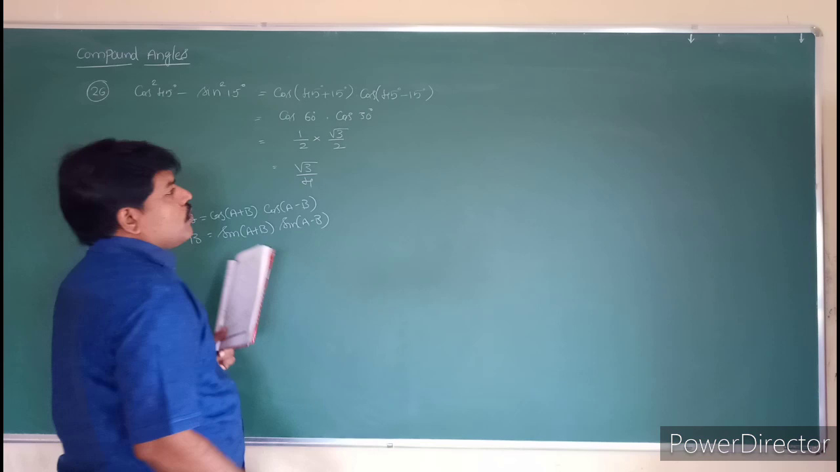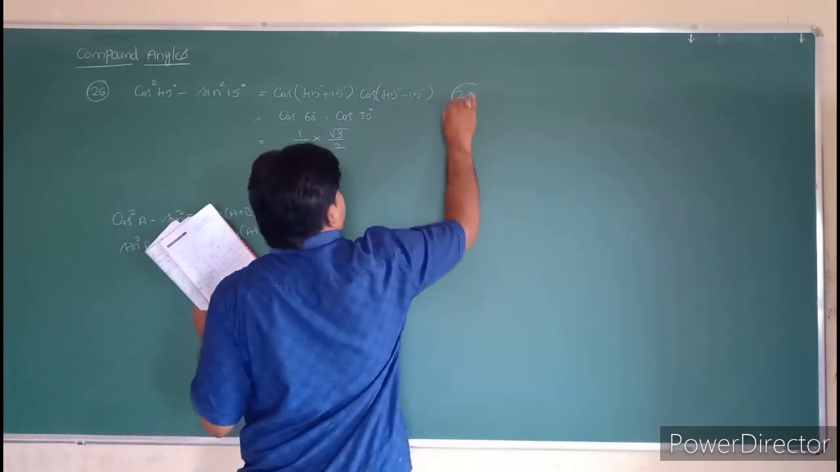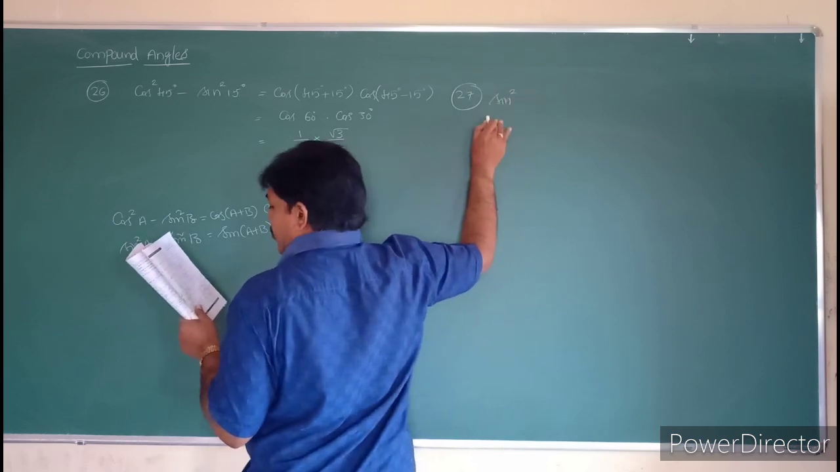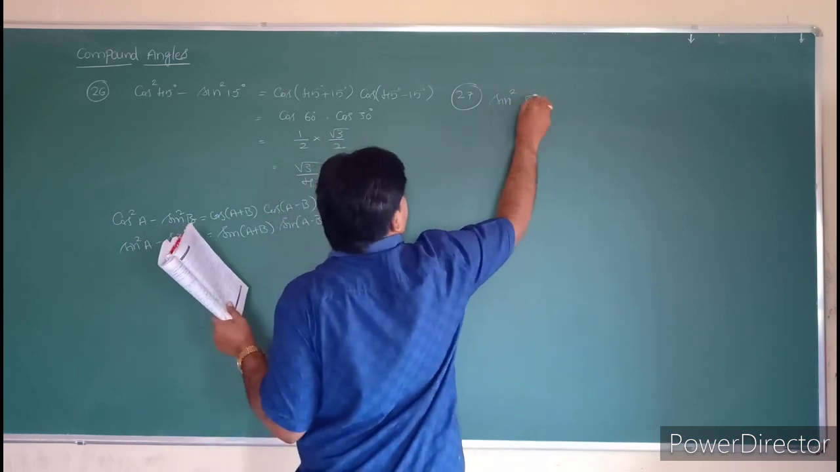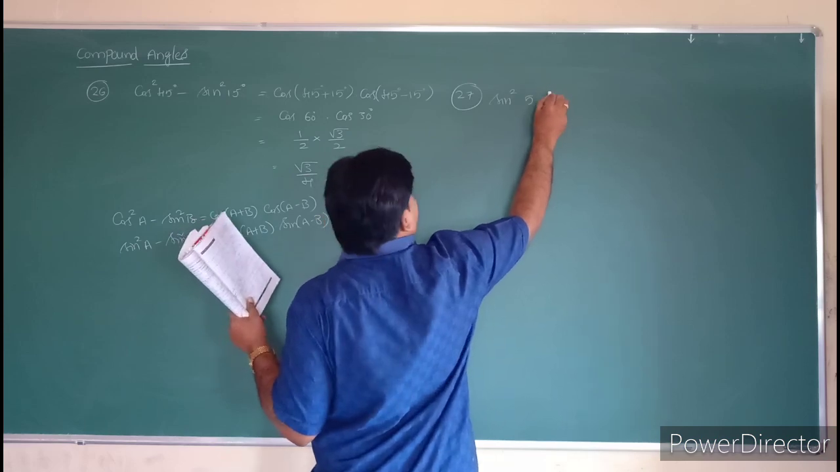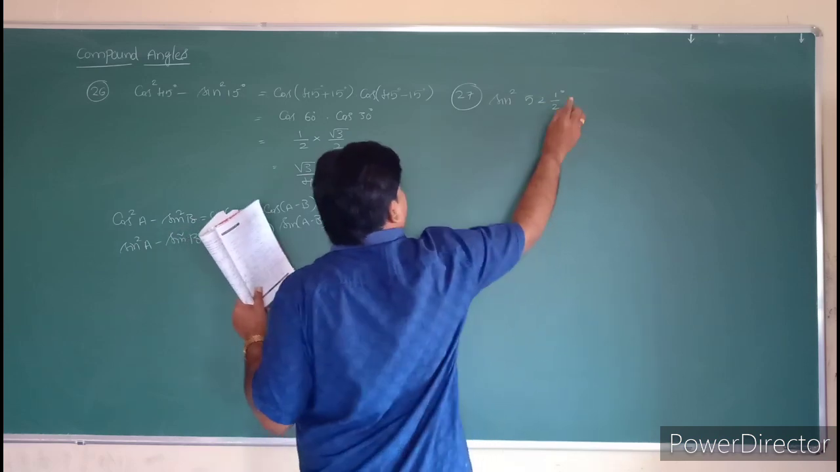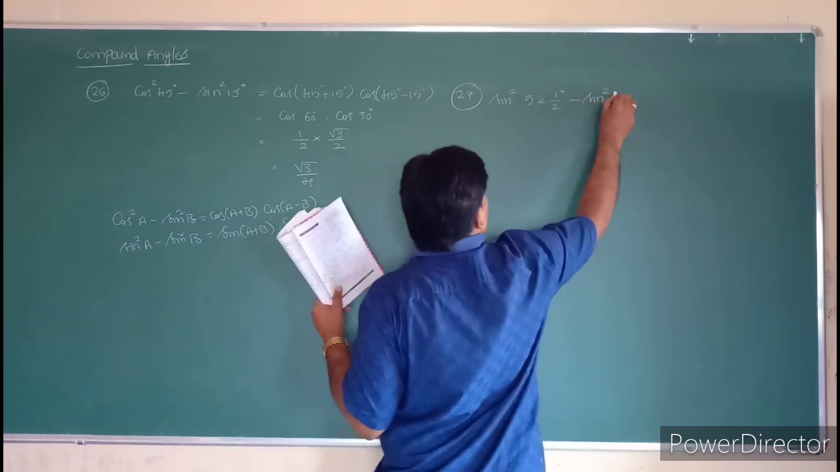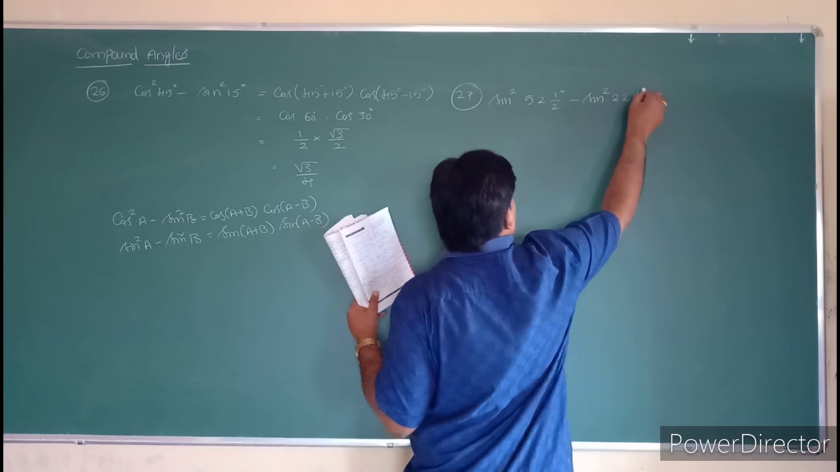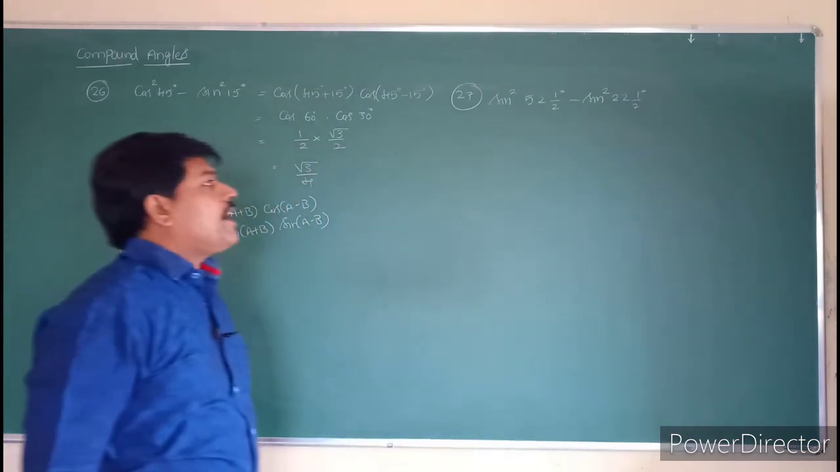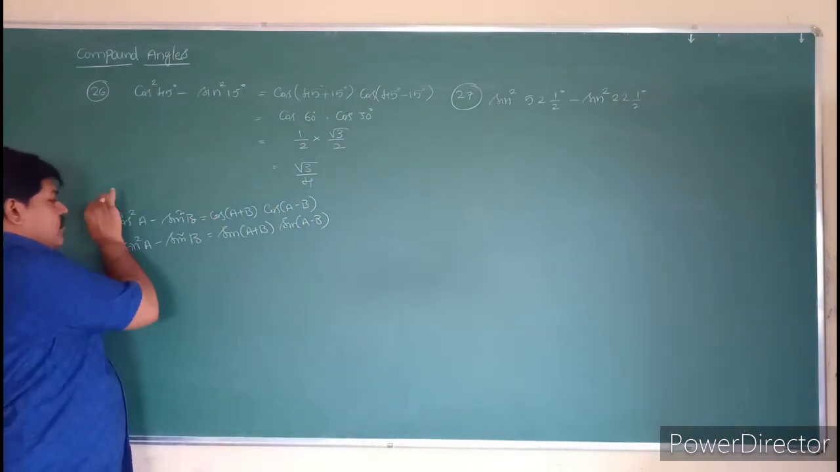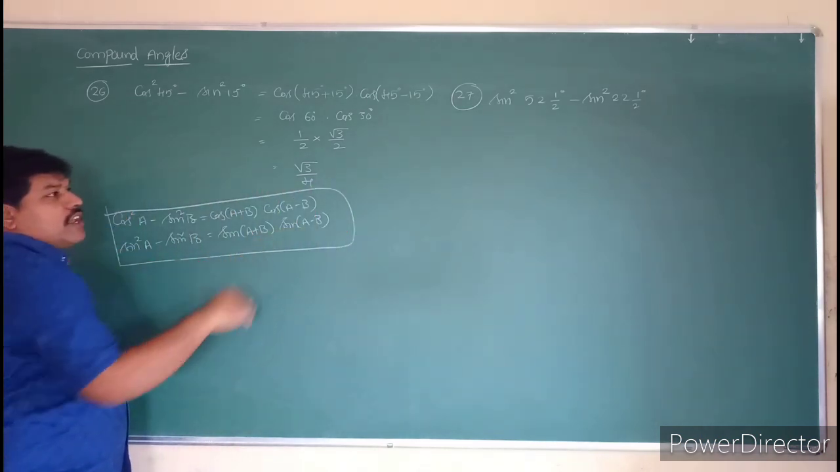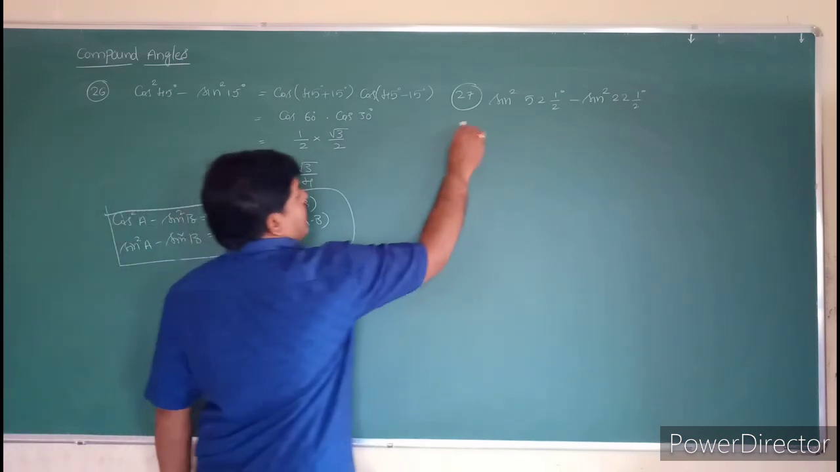So see question number 27. That is also the same type of question, students. So what is that? Sin square 52 and half degrees minus sin square 22 and half degrees. So sin square a minus sin square b is nothing but sin of a plus b into sin of a minus b. So what happens here, students?